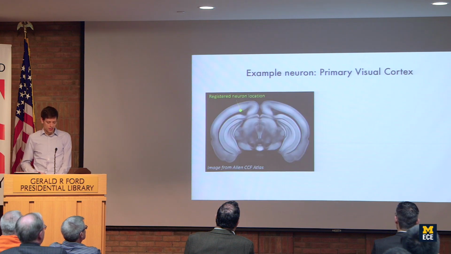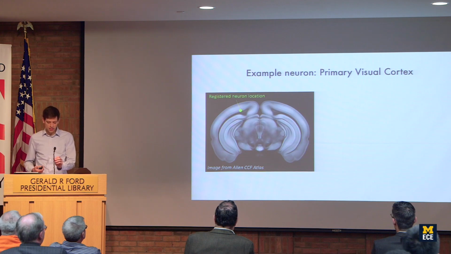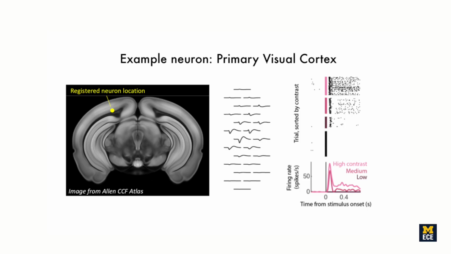Okay, so let's then look more closely. So the question is, what task correlates do we see in which brain regions? So in here, I'm going to show you just an example neuron to get started. So this neuron was recorded in the deep layers of primary visual cortex. This is the waveform as seen on the Neuropixels probes. And this is some task-related activity.